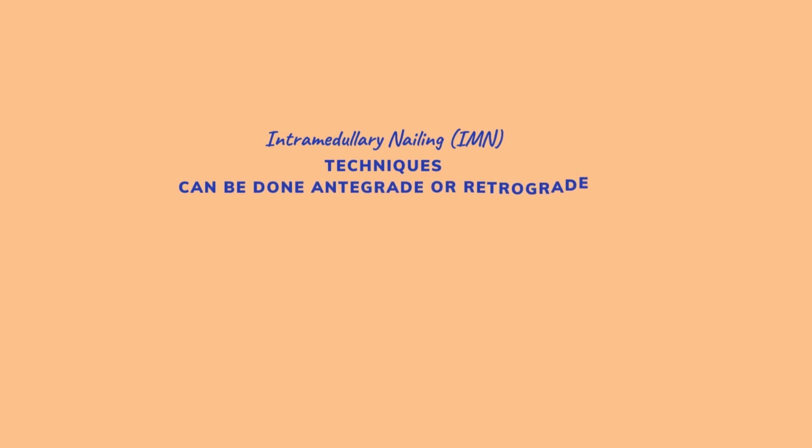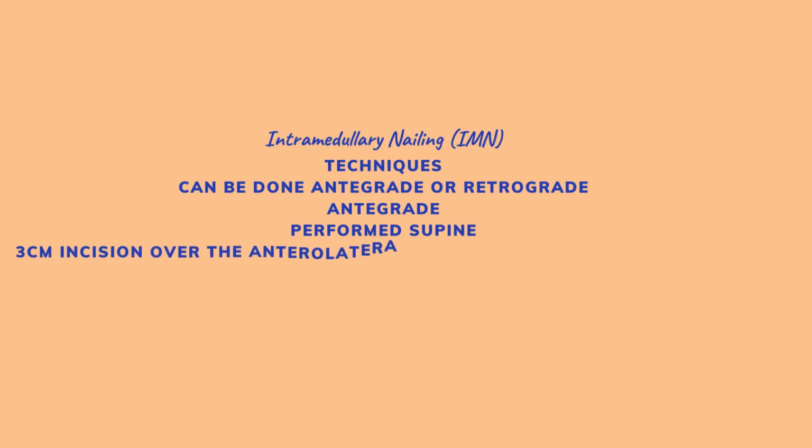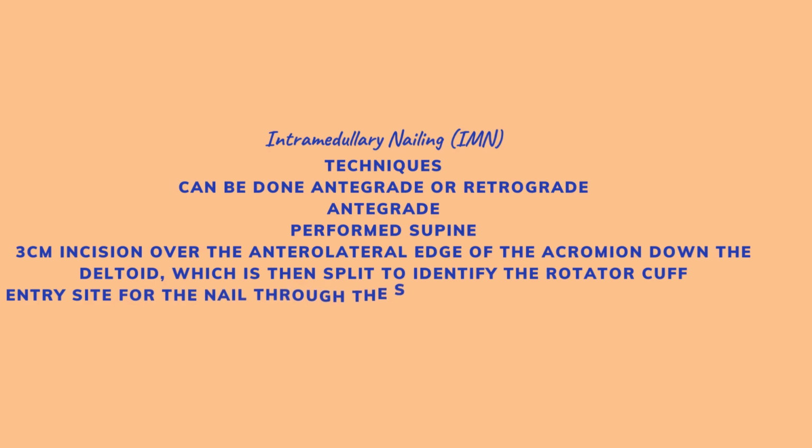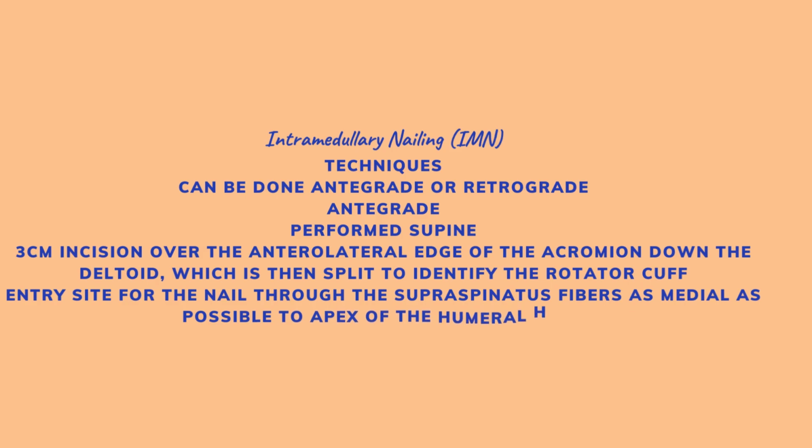Now come to the last operative technique, intramedullary nailing. It can be done antegrade or retrograde. Antegrade can be performed in a supine position, with a 3 centimeter incision over the anterolateral edge of the acromion down to the deltoid, which is then split to identify the rotator cuff entry site for the nail through the supraspinatus fiber, as medial as possible to the apex of the humeral head.